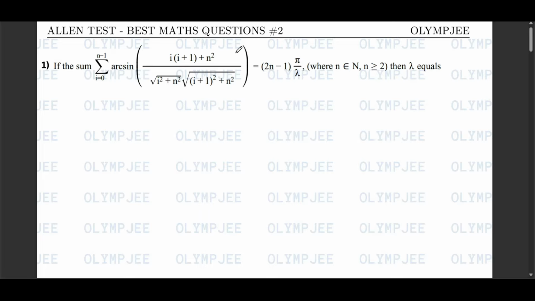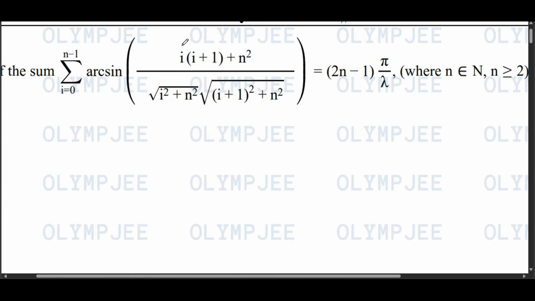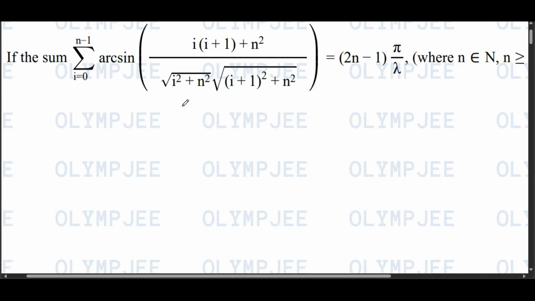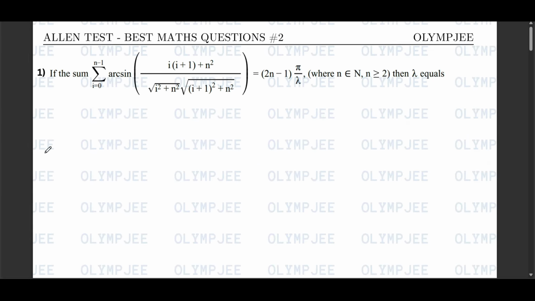This is a very big expression, so don't get scared. This obviously has something to do with angles because there is an arc sine outside the bracket, so this must be related to an angle. And this looks like the magnitude of two vectors, and this looks like the dot product of these two vectors, right? So let us start by defining a general vector.